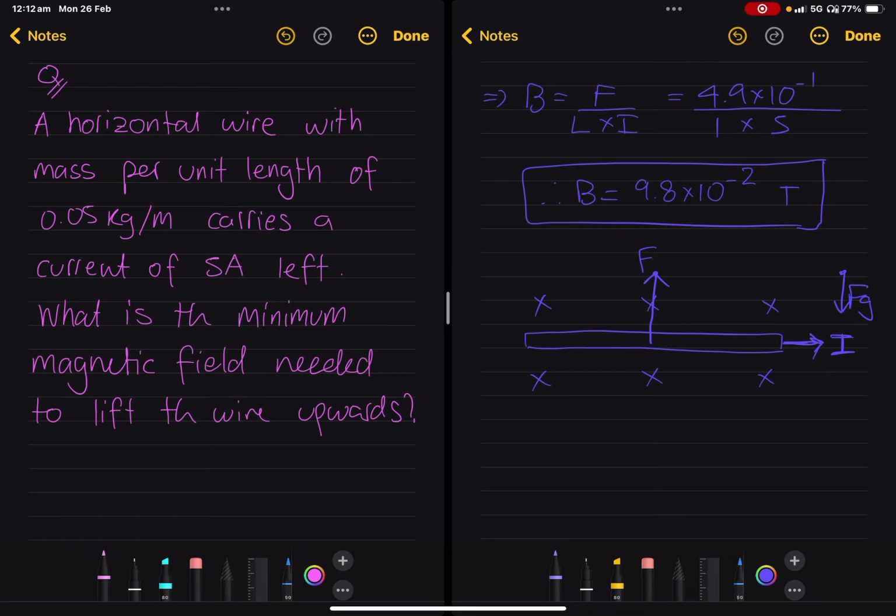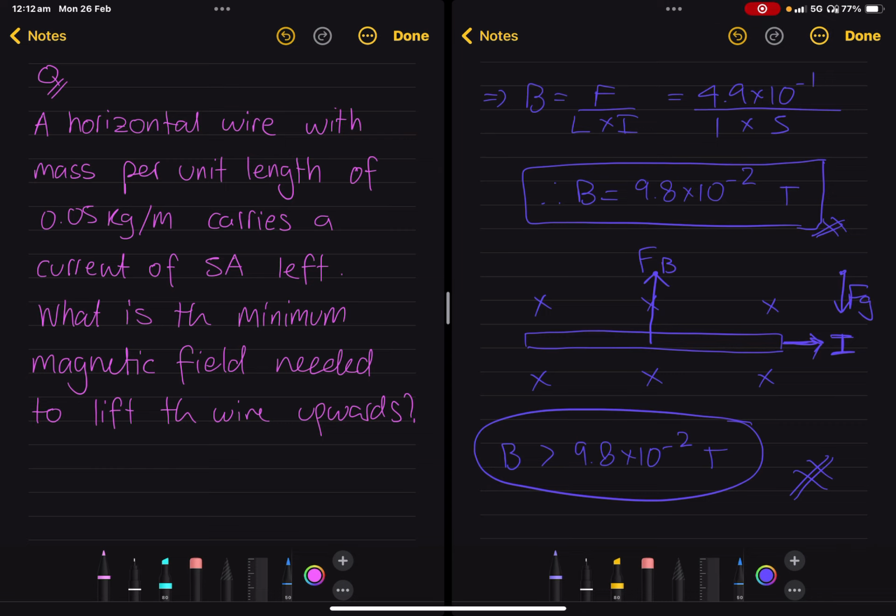So this is force due to gravity, this is force due to the field. If the field has this strength, these will cancel each other out and the wire will just levitate. So this field strength makes them levitate. We've got to be very careful. The question asked us, what is the minimum magnetic field needed to lift the wire upwards? It's technically B greater than 9.8 times 10 to the minus 2 Teslas. You would need the value to actually be slightly larger than this to lift the object up.